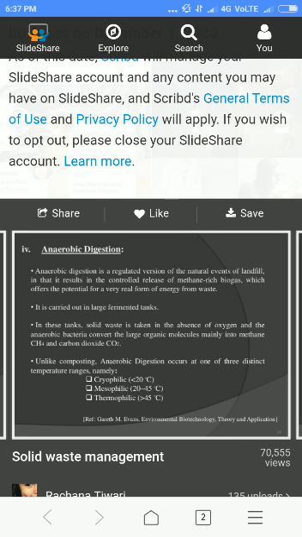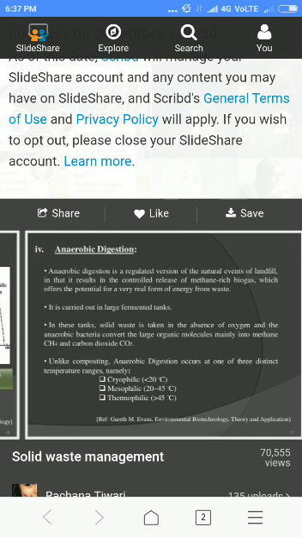Next one is the anaerobic digestion. It is also one of the methods. Anaerobic digestion is a regulated version of the natural events of landfill. In that, it results in the controlled release of methane-rich biogas, which offers the potential for a very real form of energy from waste. And it is carried out in a large fermenter tank. In this tank, solid waste is taken in absence of oxygen, and anaerobic bacteria convert the large organic molecules mainly into methane and the carbon dioxide.